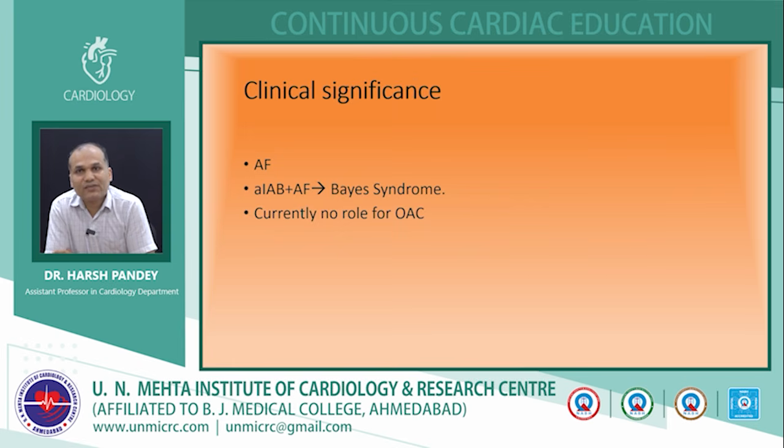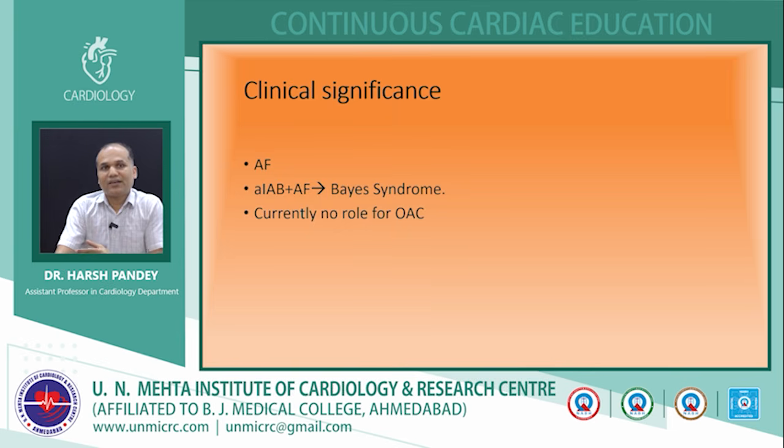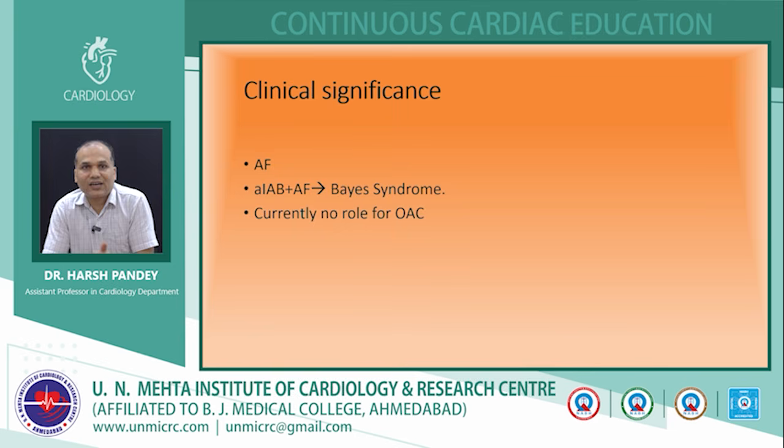So what is the clinical significance of this interatrial block? Various studies have shown that these kinds of patients are more prone to develop atrial fibrillation in the future. If a patient has advanced interatrial block and also has atrial fibrillation, it is known as Bayes syndrome. Since a higher percentage of these patients develop atrial fibrillation in the future, we have to study whether there is a role for oral anticoagulation before they start developing atrial fibrillation. Currently there is no role for starting OAC prior to development of atrial fibrillation in this group of patients.